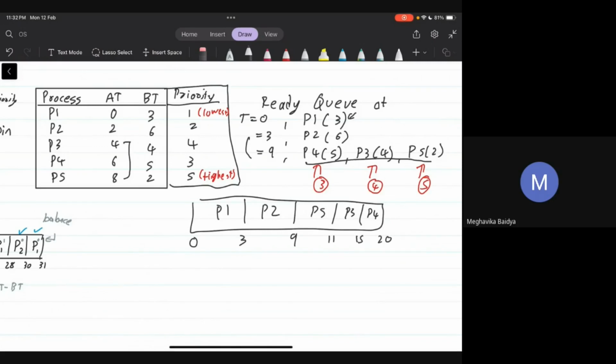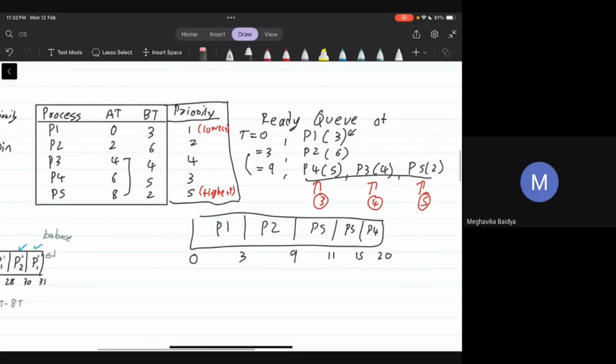Acha, tell me, in our DA, in the question sets it's written, assume lowest priority holds the highest priority level. What does it mean? Lowest priority level holds the highest priority. That means the lowest priority value, that is 1, holds the highest priority. So 1 will be the highest. Okay.